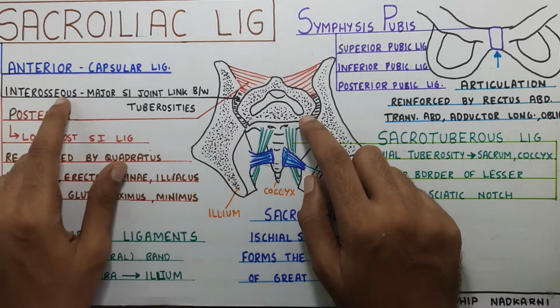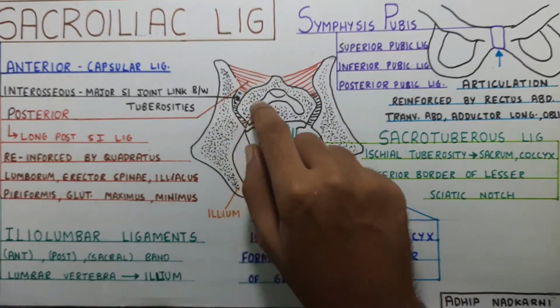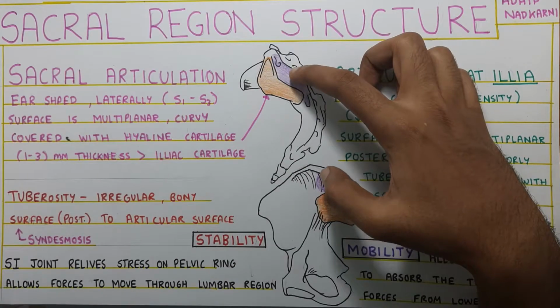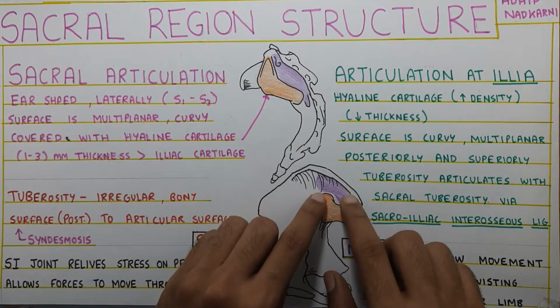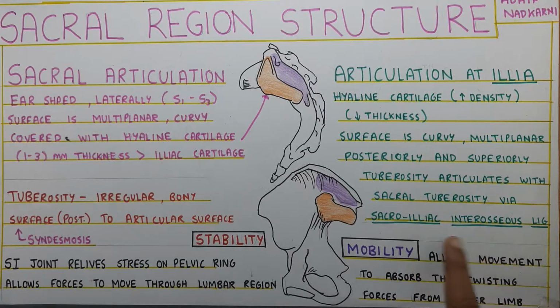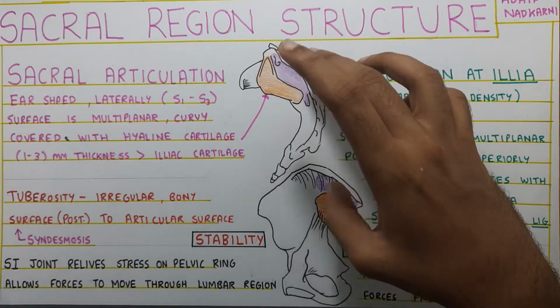And this ligament, the interosseous ligament, helps form a strong syndesmosis joint between these two links. So this is the ligament that I had mentioned in the last video. The tuberosities, the purple ones over here, are the tuberosities which articulate, and the sacroiliac interosseous ligament is present between these two regions of the ilium and sacrum.